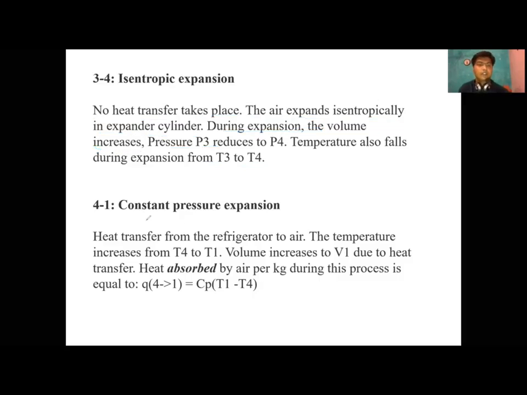Next, constant pressure heat transfer from the refrigerator to the air. In 4 to 1, the temperature increases from T4 to T1, and the volume increases to V1 due to heat transfer. Now, the heat absorbed by the air per kg during this process is equal to Q4 to 1, that is Cp (T1 minus T4).